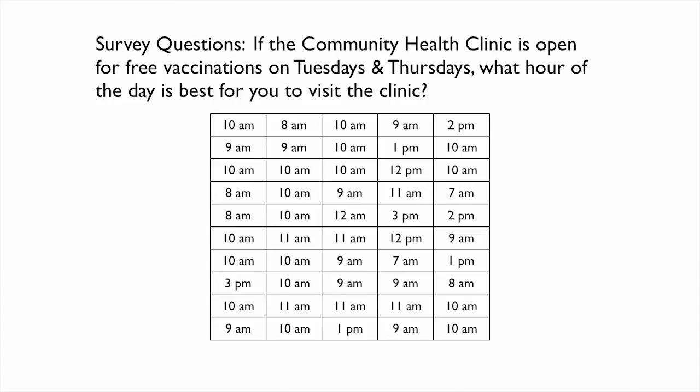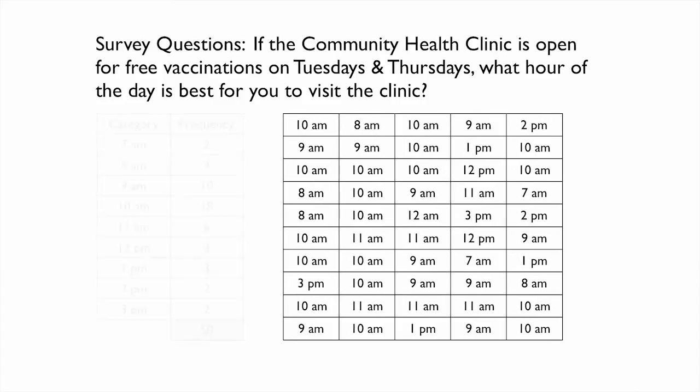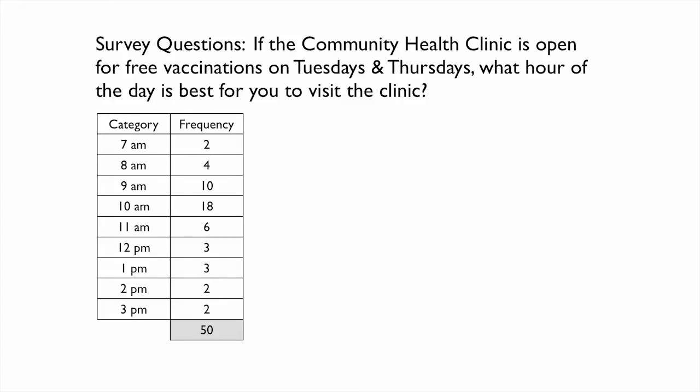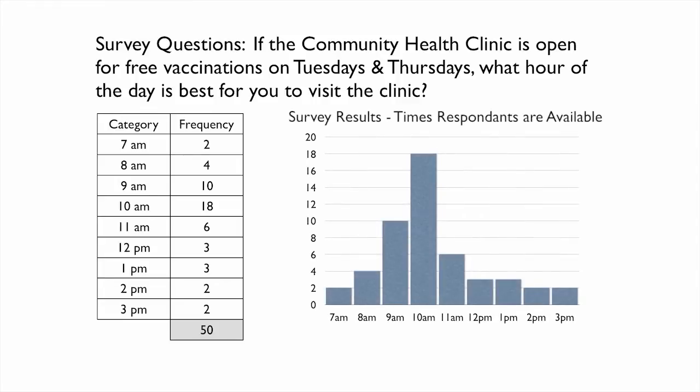So let's create a histogram. First, let's organize the data. This frequency table gives us a nice illustration. By organizing the data this way, we can begin to see what time works best for people who would take advantage of free vaccinations. And now let's build our histogram. Depending on your audience, histograms are likely to take on a variety of forms and colors, not limited to the examples we have seen here.